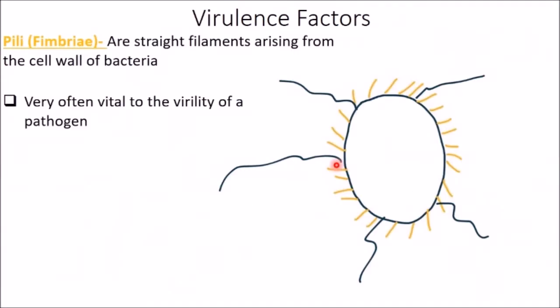Okay, pili, or fimbriae as it's also called. They are straight filaments arising from the cell wall of bacteria.